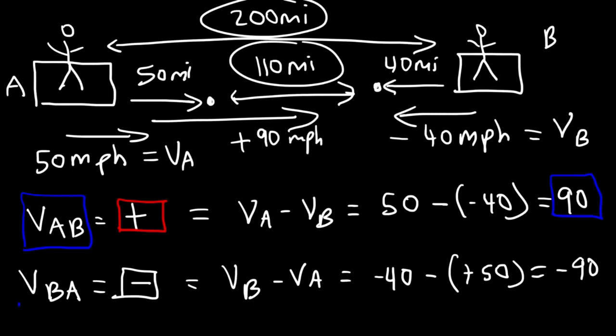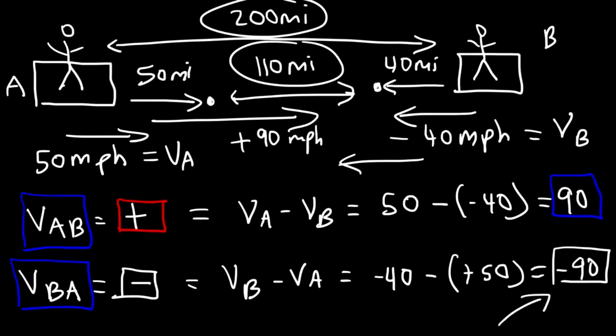Now looking at the velocity of B with respect to A, a person on train B is moving towards train A, but to the left. So because they're moving towards the left, every hour they're going to move 90 miles closer to the left towards train A. So that's why the velocity of B with respect to A is negative 90.